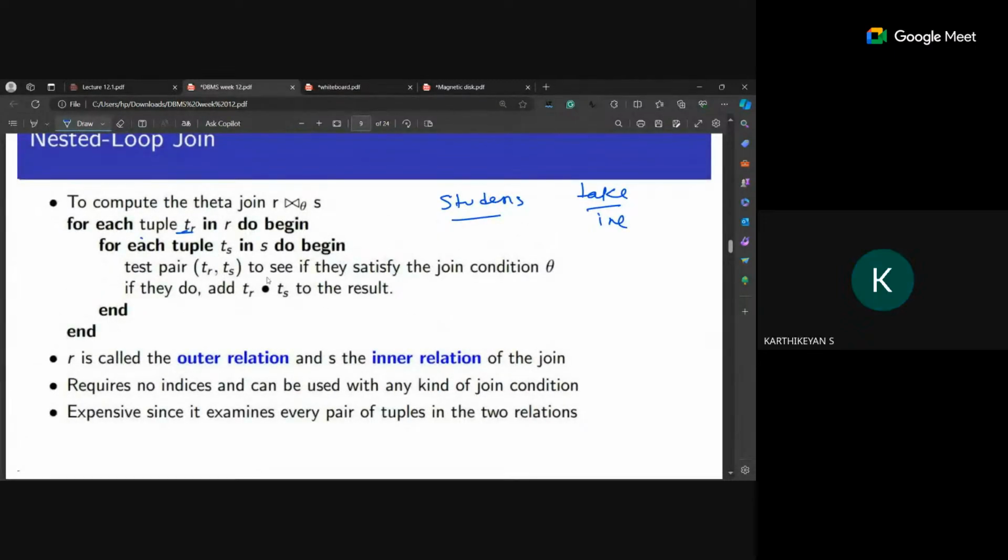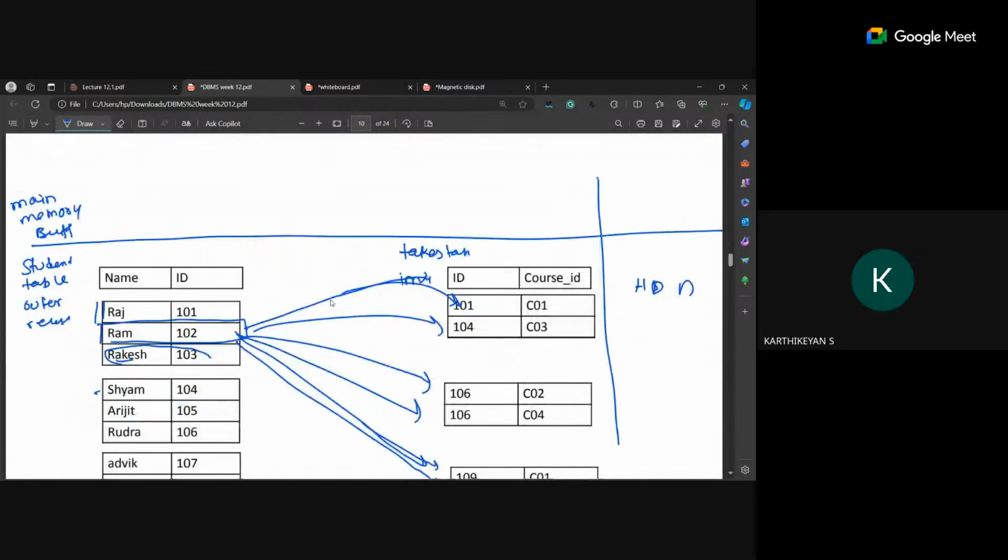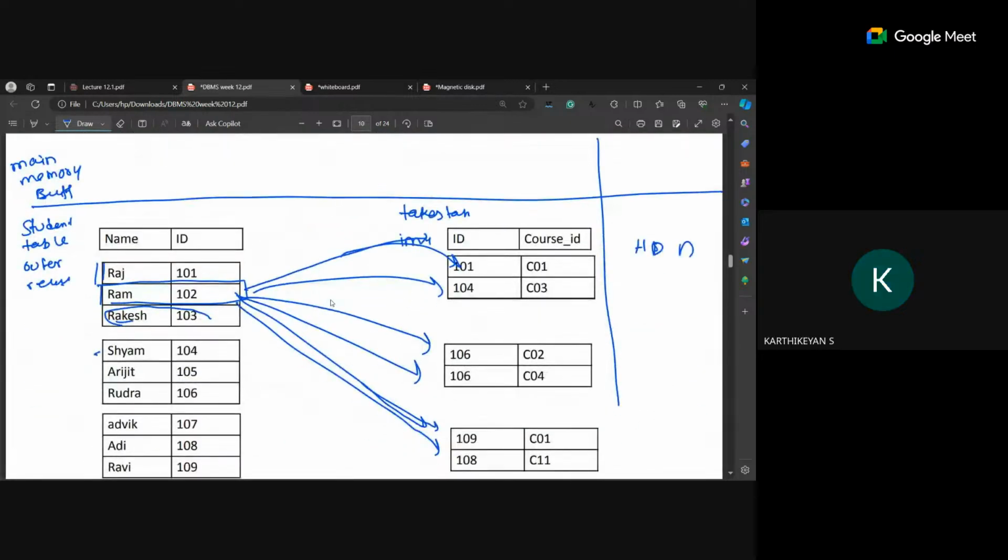I feel this is like a natural join. Yes, correct. Whatever the join condition is, if it matches, it will add to the result. It may be an outer join or an inner join. It has a condition inside that checks the join, and then decides the inclusion in the final result. Correct. Now, how many block transfers are required?